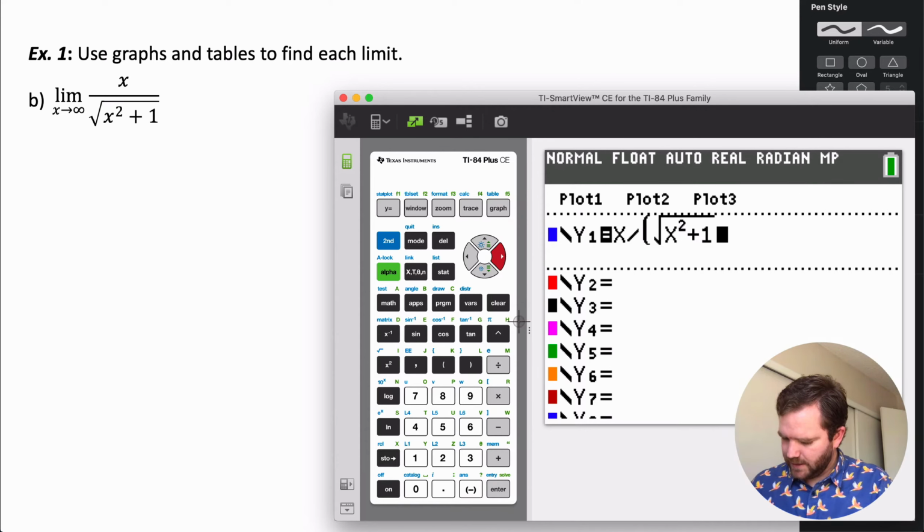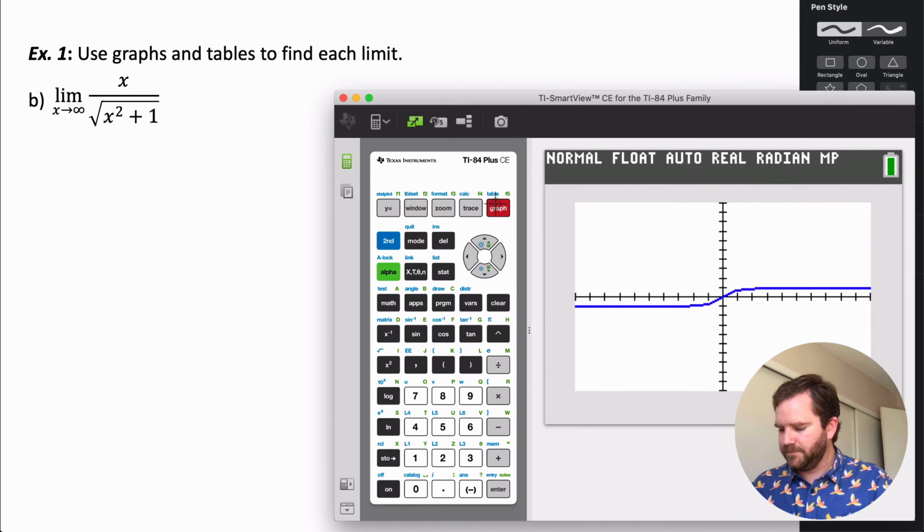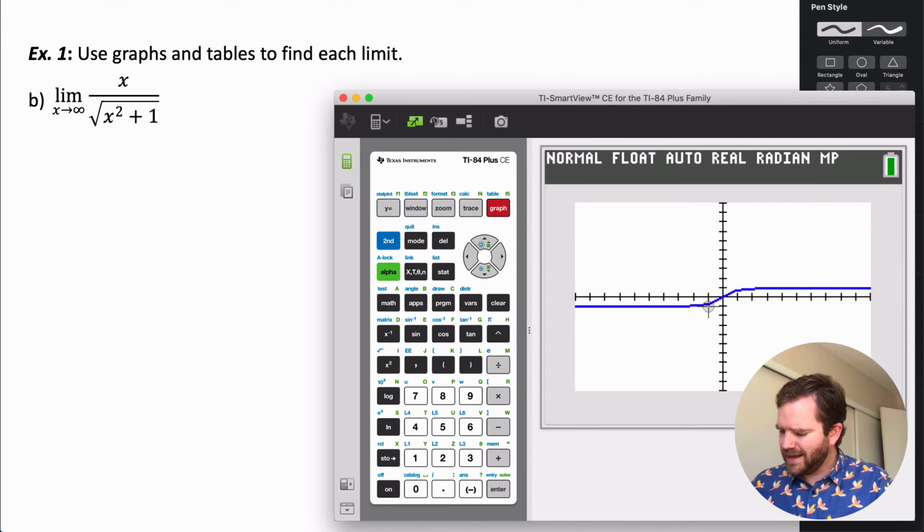And we can tab out of that and close our parentheses. So if we look at the graph here, we can see that as x goes off to positive infinity, it looks like it's kind of leveling out here. And as x is going off to negative infinity, it kind of levels out here again as well. So let's go ahead and get into the table.